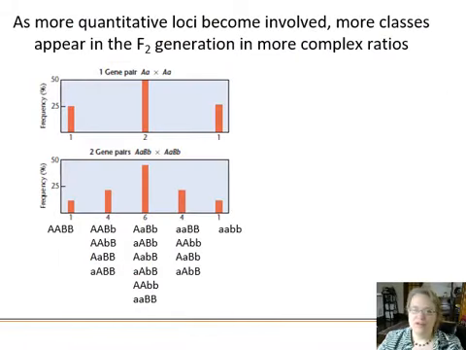As more quantitative loci get involved, so as more genes get involved, more classes appear in that F2 generation in more complex ratios. So if you just got one gene pair, that's great. You've got 3 categories here. If you've got 2 gene pairs, you're up to 5 categories, with the different amounts of the additive allele, how many of those you have contributing to the phenotype.